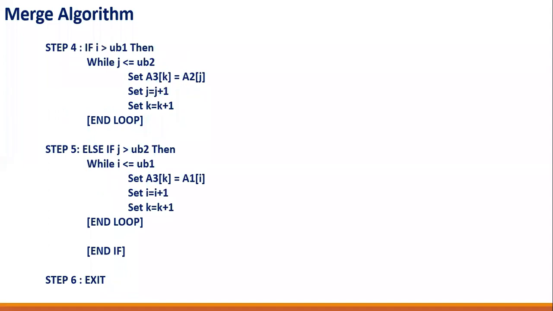Next case, step 4: the elements of array 1 are over. That's why we have written if I is greater than upper bound. I has already crossed the upper bound. In that case, take all the elements of j. So j will go till the upper bound, copying all the remaining elements into the third array by incrementing j and by incrementing k. Next case, all the elements of array 2 are over, but array 1 is left. So what it will do is, I will start its journey from where it is. It will go till upper bound 1, the upper bound of the first array, and copy all the remaining elements of the first array into the third array.